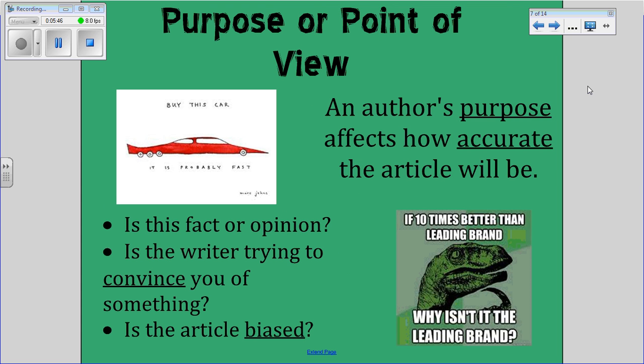Last in our accuracy acronym of CRAP is purpose or point of view. Remember from our last video that an author may have one of three purposes: to persuade, to inform, or to entertain. These purposes will affect that author's accuracy. For instance, think about the commercials you see on TV. What are they trying to do? Sell you stuff. So obviously they're going to show their products in the most positive possible light.